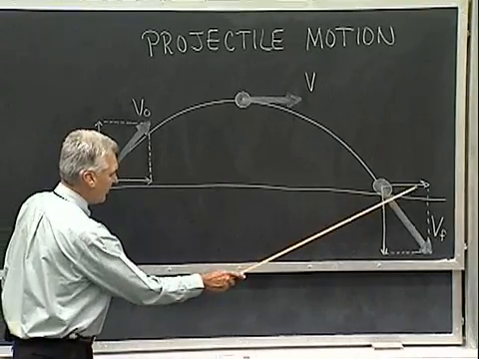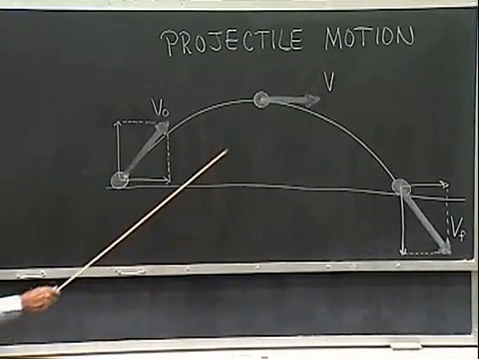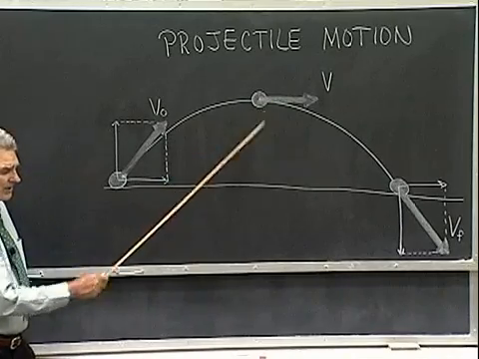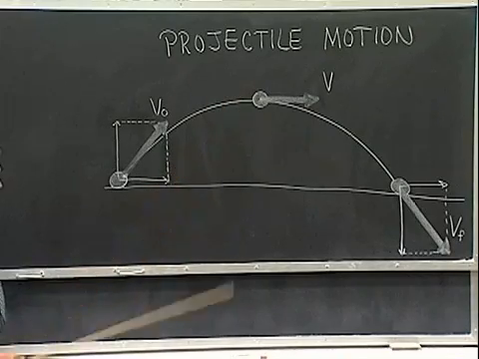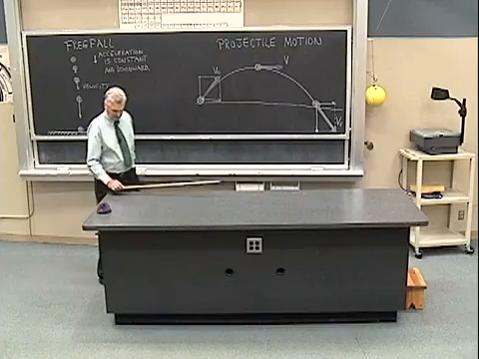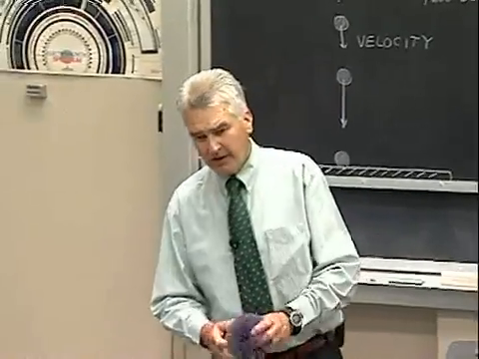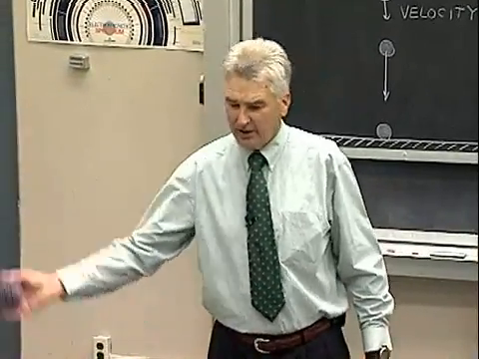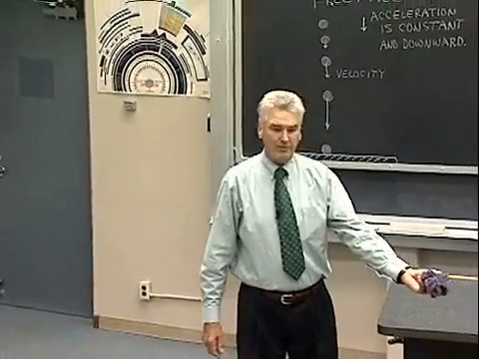The horizontal component of the velocity remains constant throughout the path, and in fact at the top of the path the total velocity is the horizontal velocity because it has zero component in the vertical direction. To demonstrate that, I have a little ball here, and if I throw the ball through space, neglecting air resistance, the ball will follow that kind of a path.